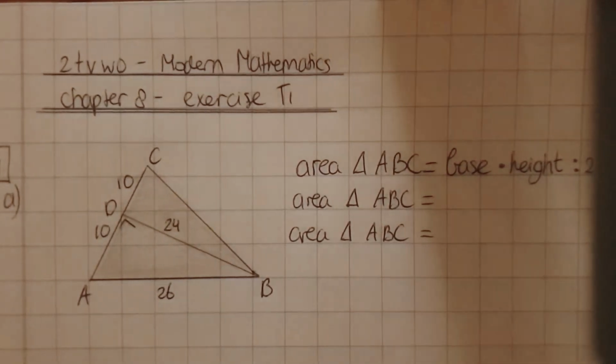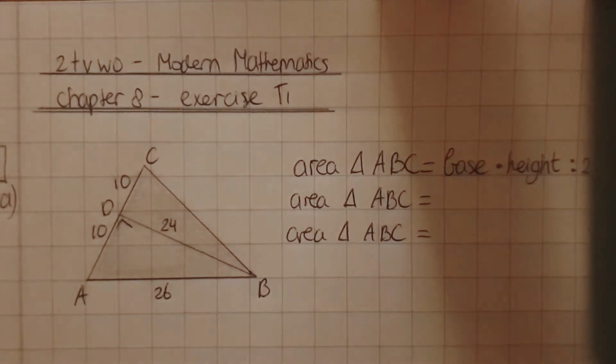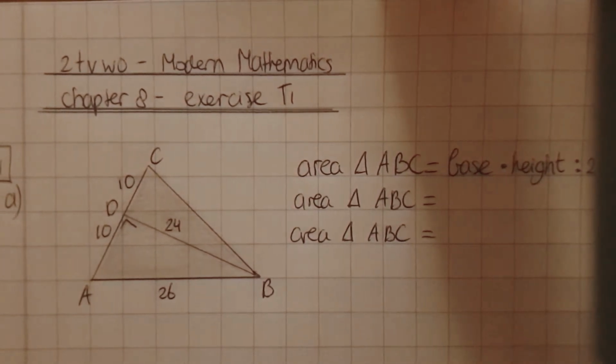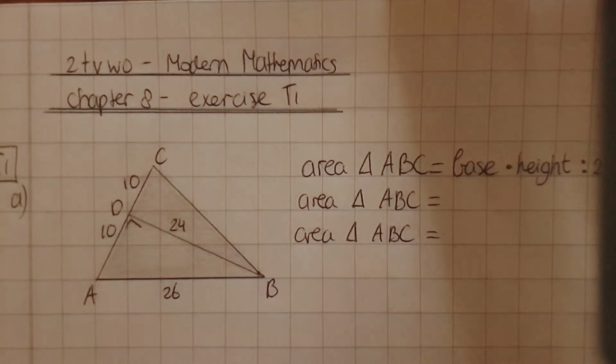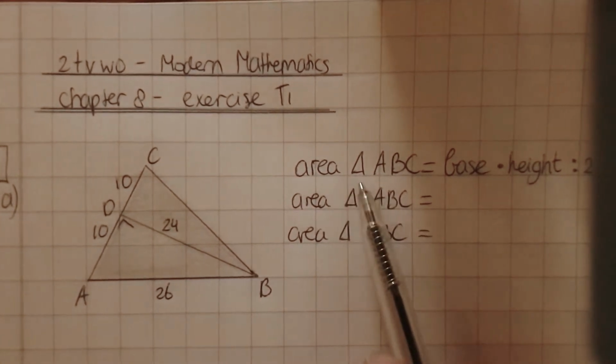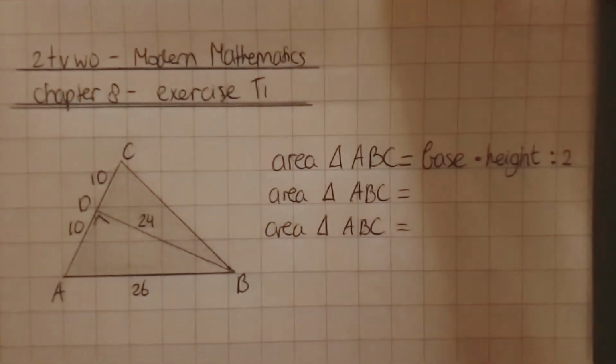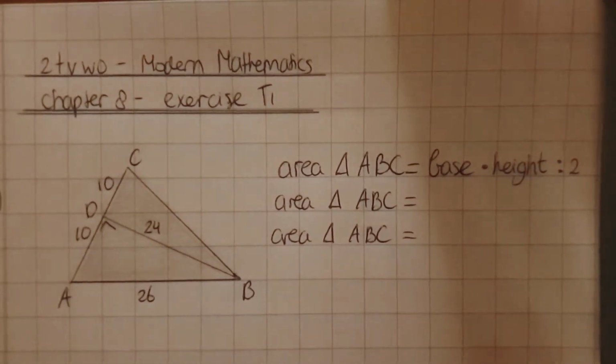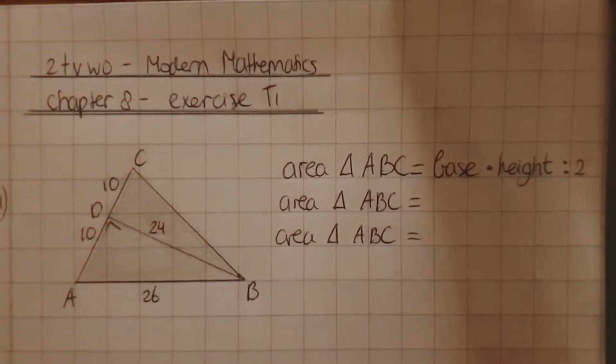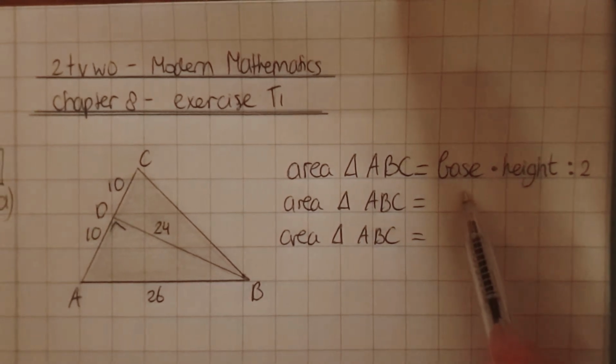I've made a sketch of the triangle ABC. You don't have to do that, but if you want, of course you can. I also wrote down the formula. Area of triangle ABC is base times corresponding height divided by 2. Don't forget to divide by 2, or you can do times a half. That's the same. First you have to look for the base.